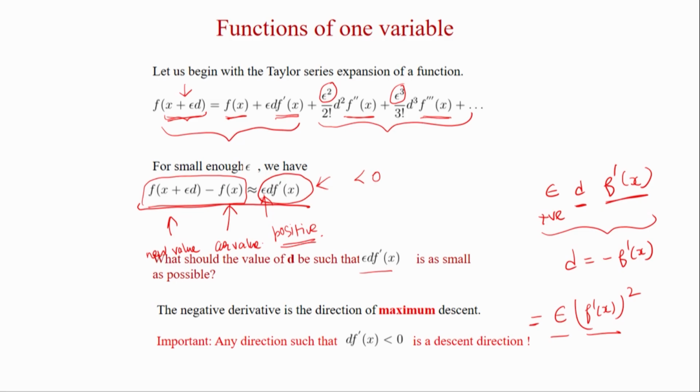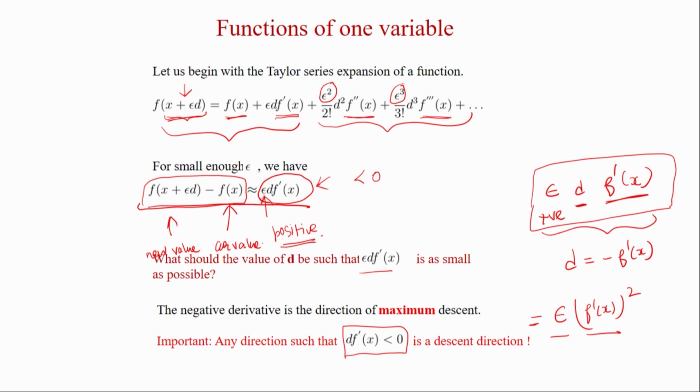Okay. Something important to keep in mind, which will become important in the next part of this talk, is that it's not just the negative of the derivative, but any direction d such that d times f prime of x is less than 0 is a descent direction, right? All we wanted was the product of these terms to be negative. If that is guaranteed, then your function's objective value decreases.